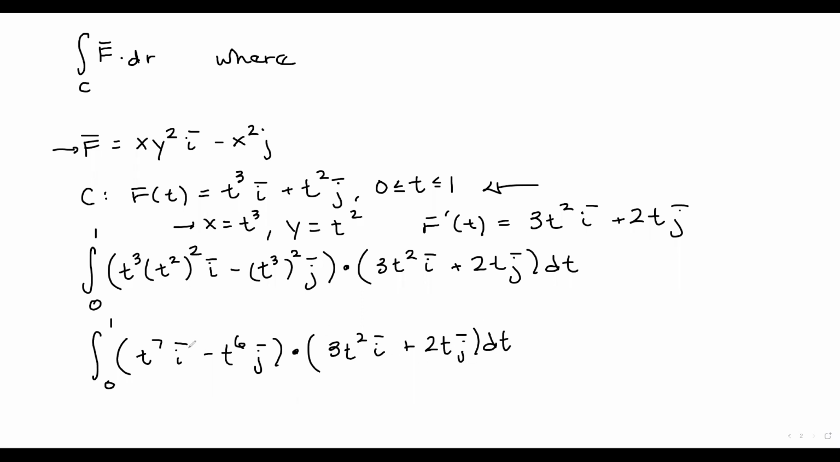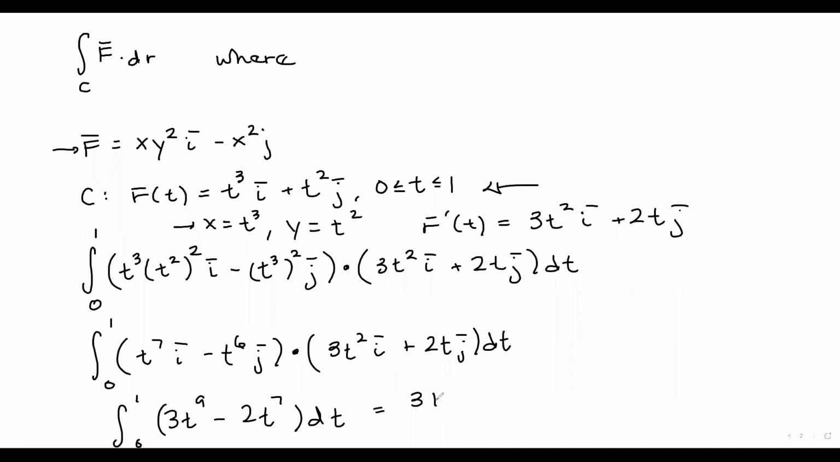All right, and once you've got everything cleaned up, now you just take the dot product. Recall the dot product is to multiply component-wise. So we take t to the 7th times 3t squared, which gives us 3t to the 9th. t to the 6th times 2t is going to be minus 2t to the 7th, dt. And then you can integrate.